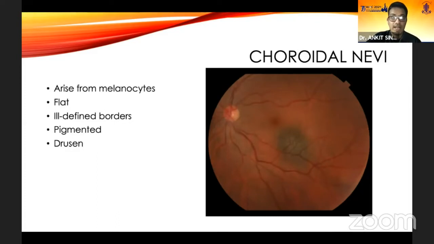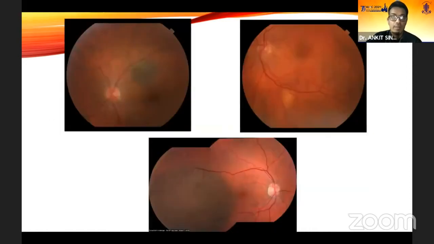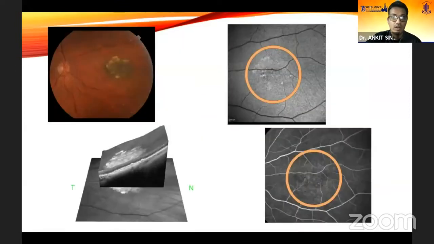It can be slate gray or pigmented, but some can be amelanotic as well. And common signs of chronicity include a presence of overlying drusen or a hypopigmented halo around its margin. As you can see, the size can extend from a small lesion to an extensive lesion, and some can be completely amelanotic. Let's address these pictures one by one.